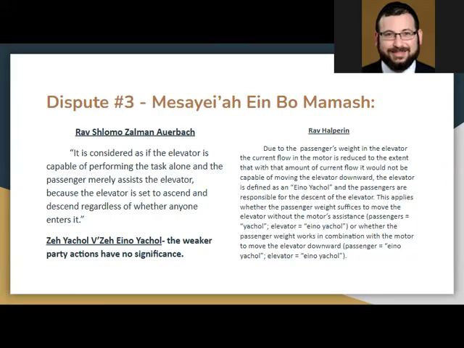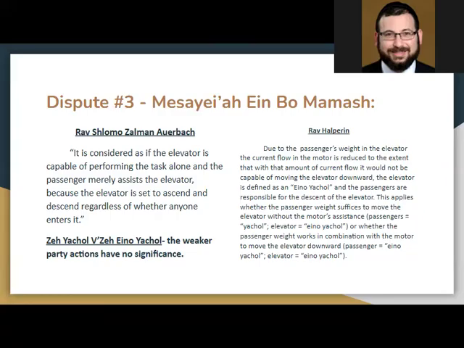This applies whether the passenger weight suffices to move the elevator without the motor's assistance. This would be yachol and eino yachol, where the yachol party, the person who is capable of doing it, is liable, or whether the passenger's weight works in combination with the motor to move the elevator. Neither one of them could do it on their own. These are all cases for which a person would be liable.